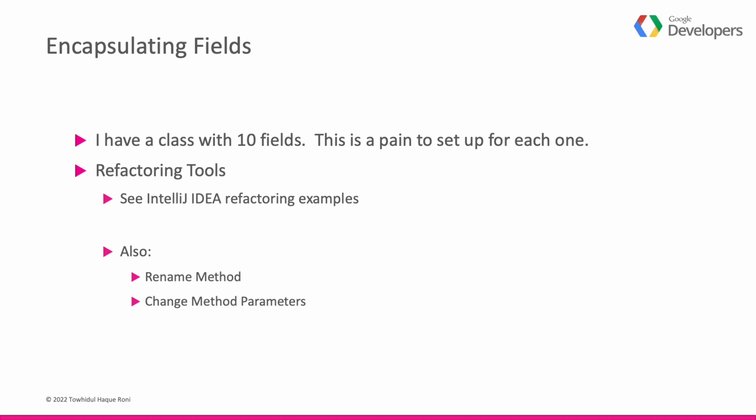So if you're using IntelliJ IDEA or a similar IDE, I highly recommend exploring the refactoring specific to encapsulating fields. In addition to refactoring tools, we have a couple of other techniques, like rename method. This technique allows us to rename methods without breaking the code that calls them. It's particularly useful when we want to align the method name with the encapsulated field's purpose or when we want to enhance the code readability.